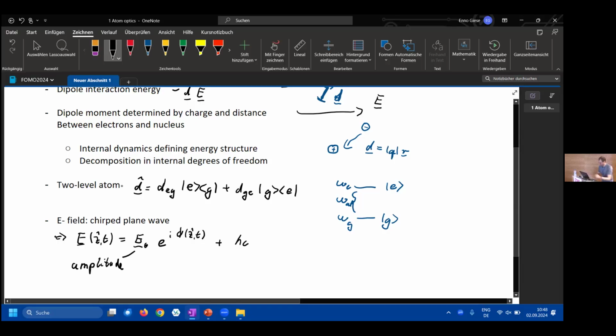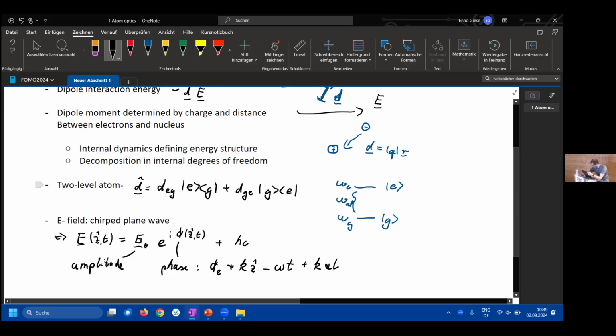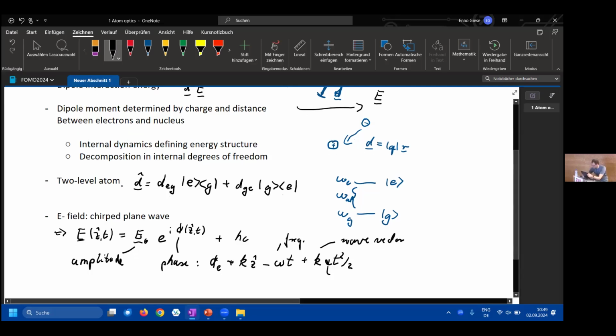Now, what's this phase that I just gave? Well, it is exactly what you think it would be. It is just phi_L. That's just an offset phase. Then we have the wave vector of the light, kz, minus omega t, plus k alpha t squared over 2. So this here would be the frequency. This here is the wave vector. This is the rate of change of our frequency. This is what we call the chirping rate, and it has the units of an acceleration. So this is chirping.